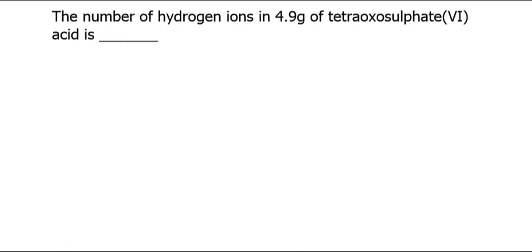The number of hydrogen ions in 4.9 grams of tetraoxosulphate 6 acid is dash. Solution.